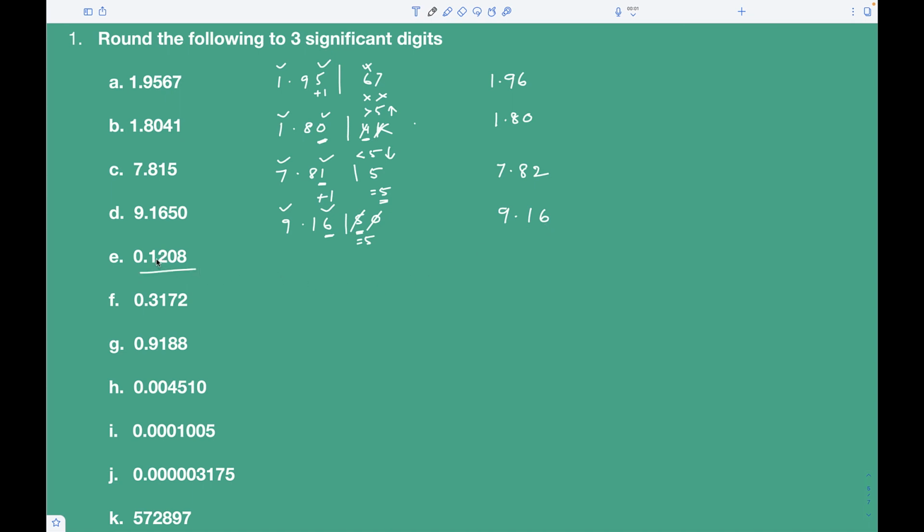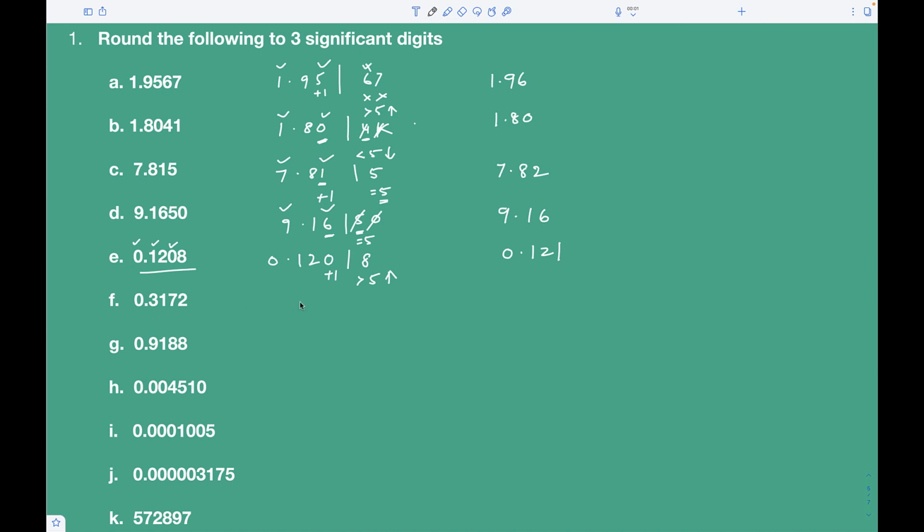Now what about this case? Remember, in this case, 0 is not the first significant digit. 1 is the first significant digit. So we have to keep 1 to 0 because this 0 is the third significant digit, and we have to drop this 8. And 8 is greater than 5. The first digit that we are dropping is greater than 5, so we have to round it up. That is, we have to add a 1 to the last digit that we are keeping, so it becomes 0.121.